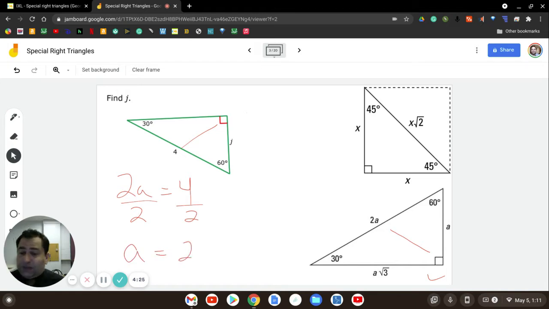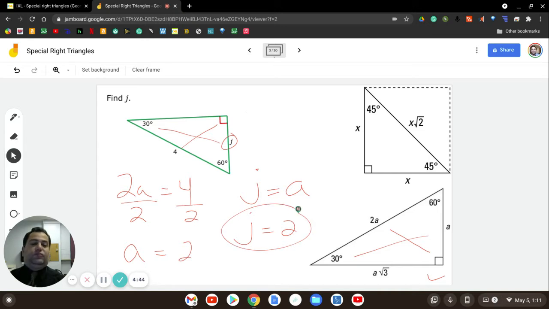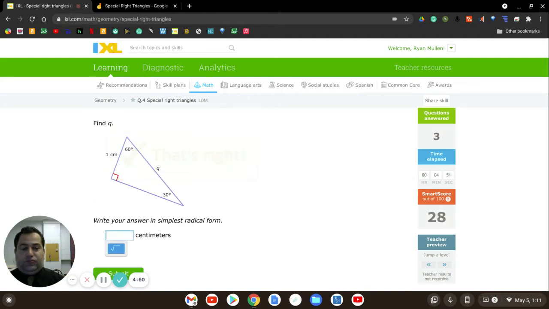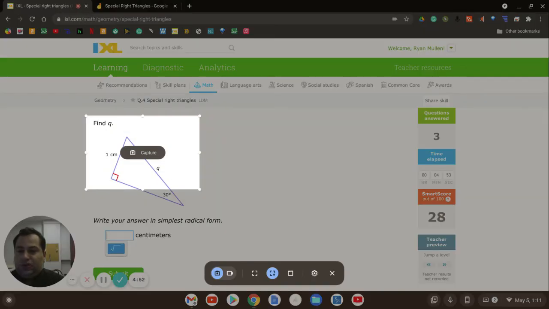All right, go back to my problem. What am I trying to find? I'm trying to find J. J is opposite 30. Opposite 30 is A. So I know that J is equal to A. I know that A is 2, so I know J is 2. All right, screenshot.